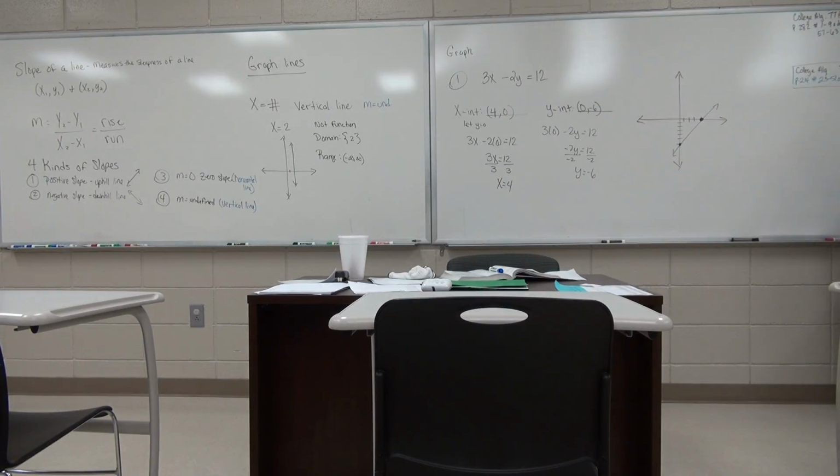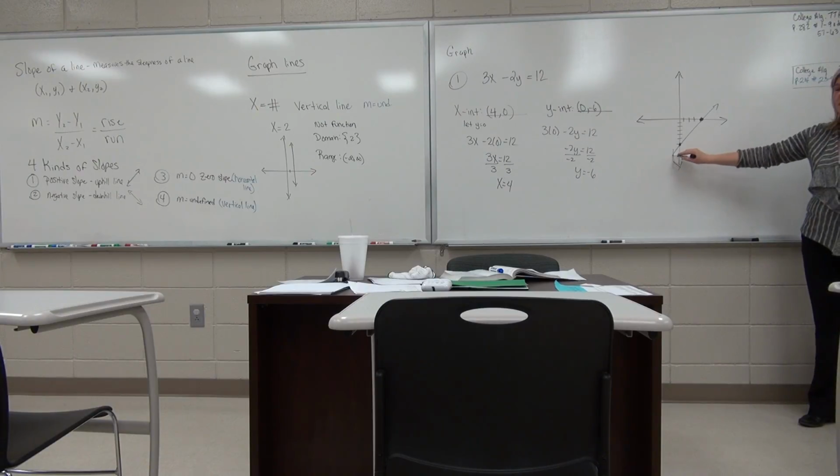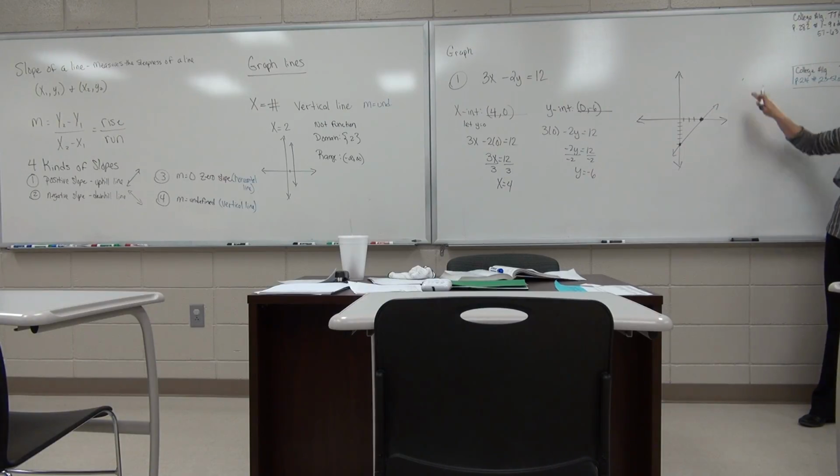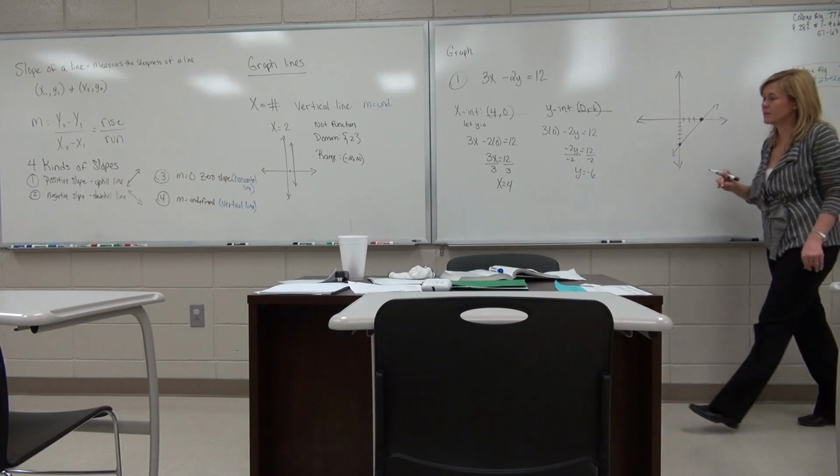What would you say about the slope of this line? Do you think the slope is positive or negative? Positive. Trace it. So if it's increasing, it's positive. Right? It's going uphill. You read it from left to right. So that's how you graph that.